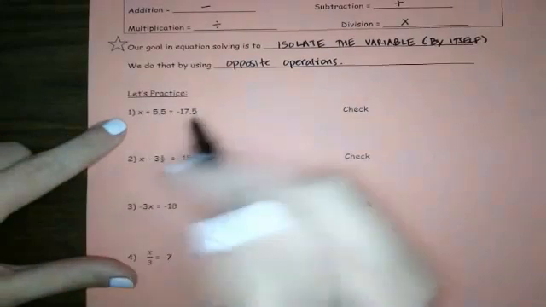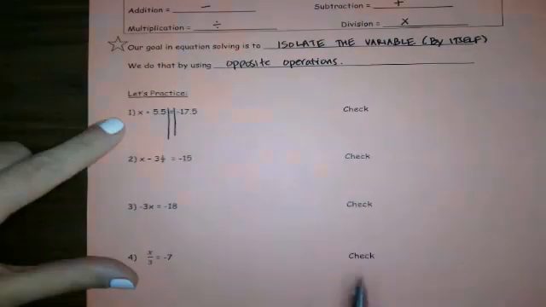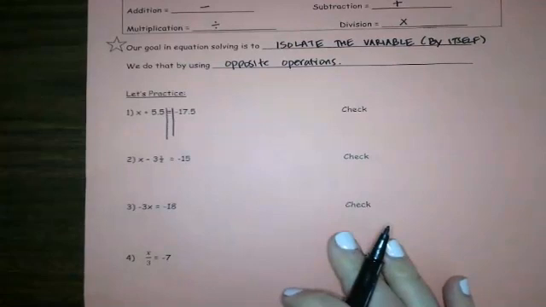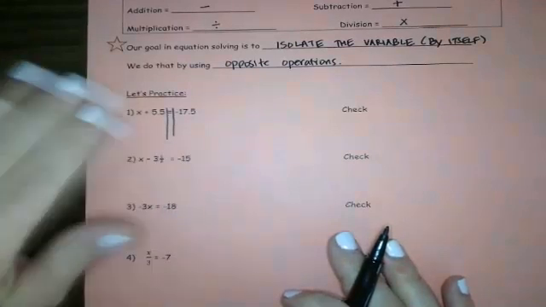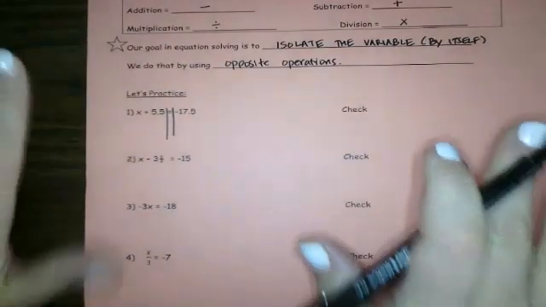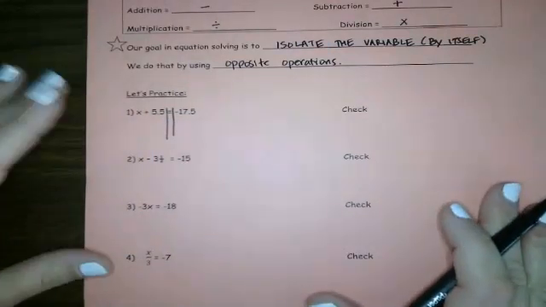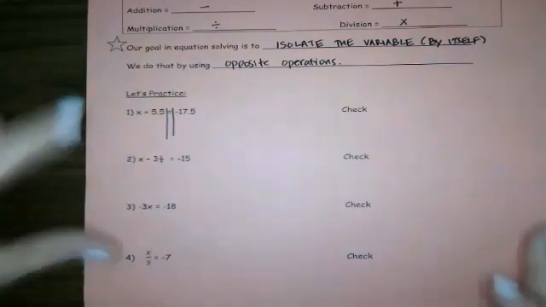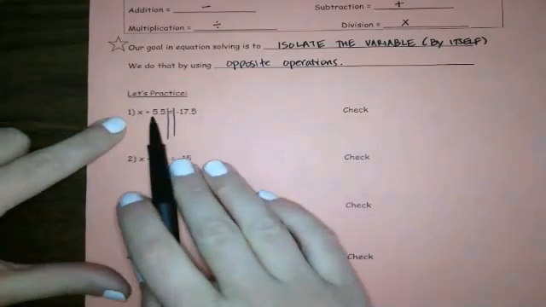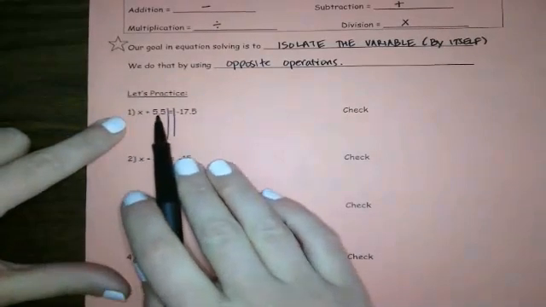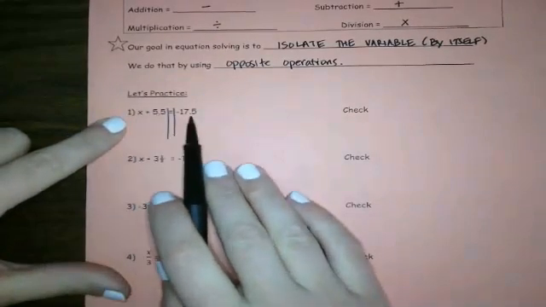Okay, number 1. So I always draw these what I call train tracks around the sides of the equal sign. You do not have to do that. I have found that it does help some students visually separate the two sides of the equation. So you can do it or you don't have to do it. It does not matter. So what you have here is x plus 5.5 equals negative 17.5.